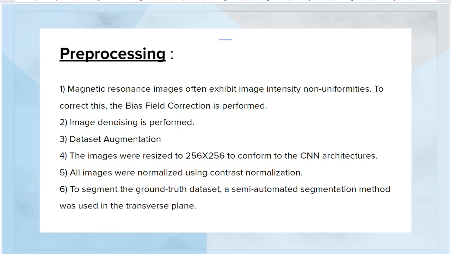In order to increase the dataset size in this experiment, for each volume of the original dataset, new different deformed volumes were reconstructed by applying 3D registration with respect to a randomly selected volume for another subject, which guarantees different volumes deformation. The images were resized to 256 x 256 to conform to the CNN architectures. All images were normalized using contrast normalization. To segment the ground truth dataset, a semi-automated segmentation method was used in the transverse plane. Based on anatomical knowledge, the operator could use the manual correction by adding or removing voxels if needed.